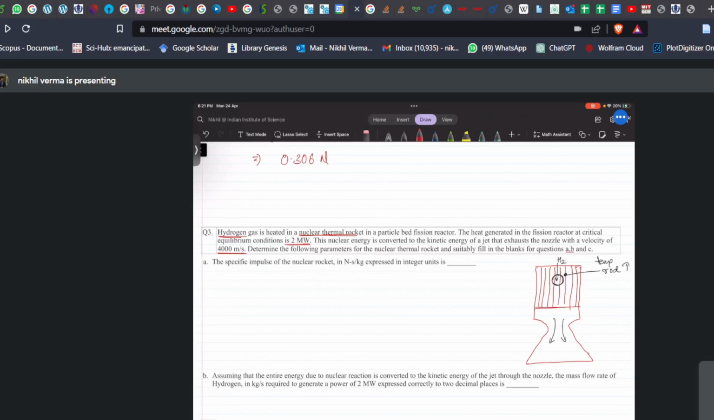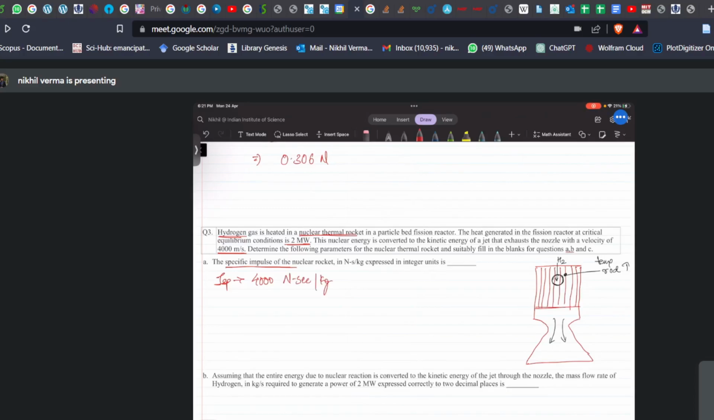Okay, so it is to determine what is the specific impulse of the rocket for this case. So first of all, let us calculate the ISP. So ISP will be equal to 400 Newton seconds per kg.